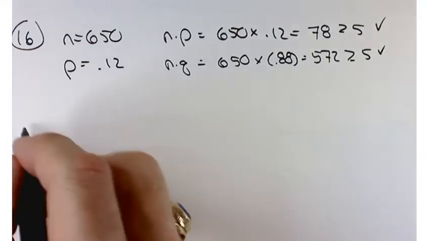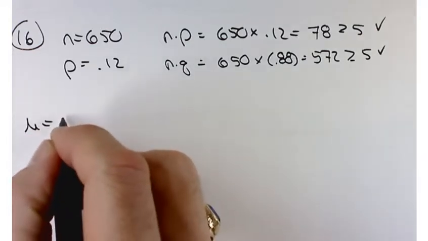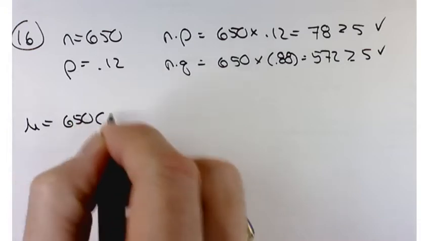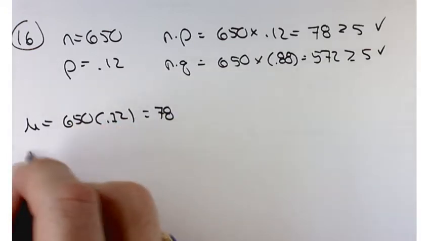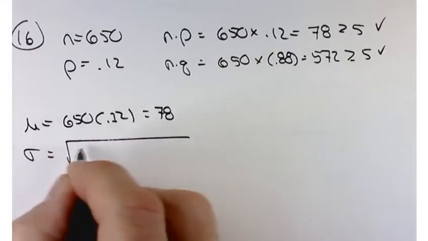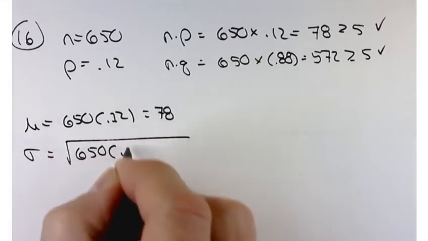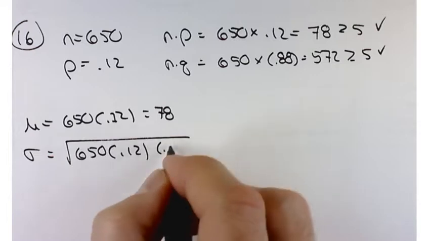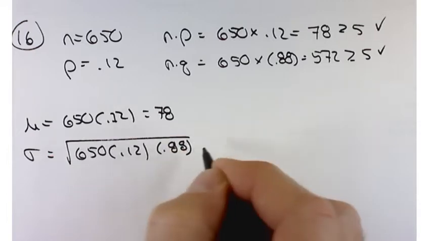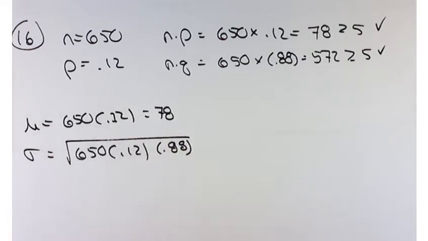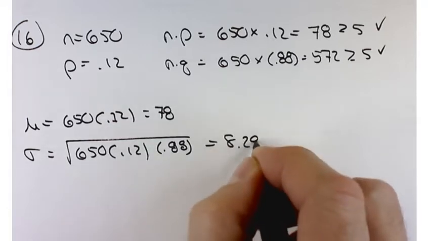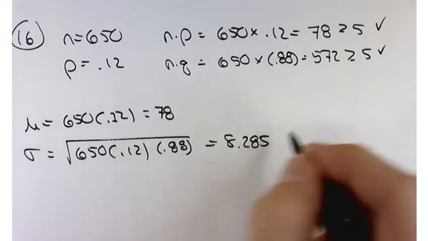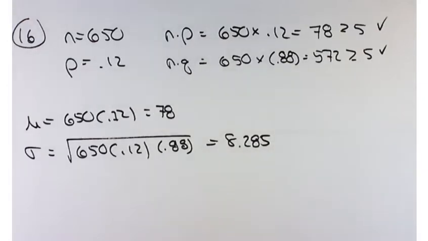Let's calculate a few more things. The mean we already got, that's 650 times 0.12, which is 78. Standard deviation, square root of 650 times 0.12 times 0.88. That's 8.28. I'll round it off to third digit, 8.285.